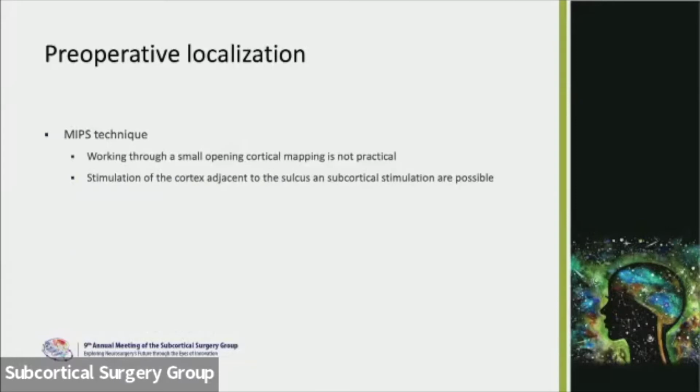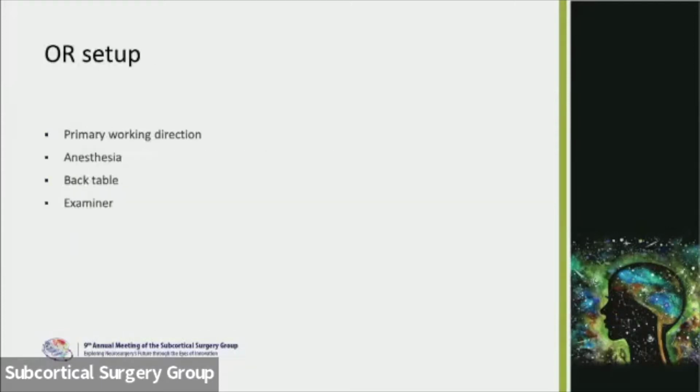So with the MIPS technique, working through a small cortical opening, mapping the cortex is not always practical, but you can do subcortical stimulation and do that through the port. Now you can stimulate the adjacent cortex prior to cannulation, but once you cannulate, generally, there's really not much room around that. So your stimulation is instead going to be subcortical.